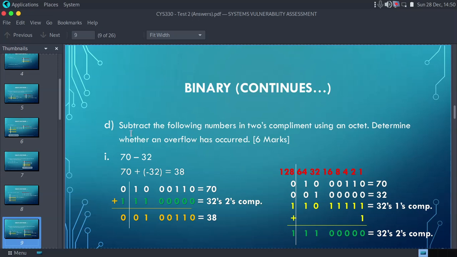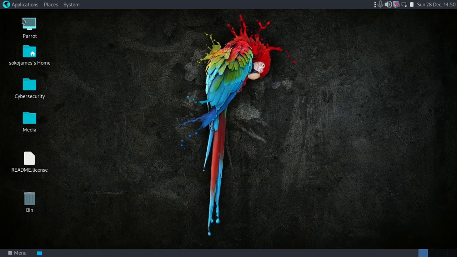Here we are saying subtract the following numbers in 2's complement using an octet. An octet is the same as 8 bits. Nothing has changed. Remember, we already know about 2's complement, and at least now we understand about subtraction, so nothing will change. We are given 70 and 32: 70 minus 32. So let's start.